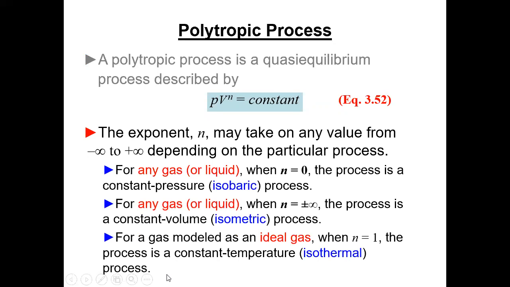And then when n is equal to 1, it's a constant temperature process. So if that's PV, well, if it's an ideal gas, when n is equal to 1, PV would be equal to RT. Well, guess what? R and T is just a function of temperature, and R is a constant. So if RT is a constant, then temperature has to be a constant.